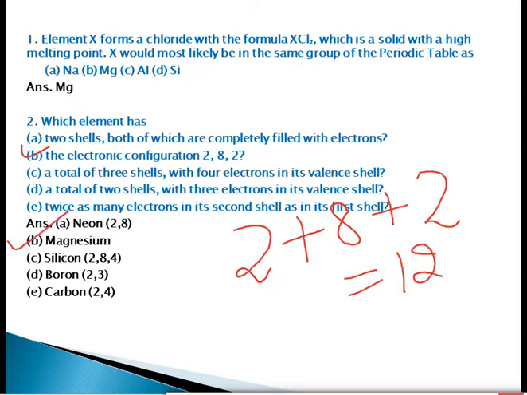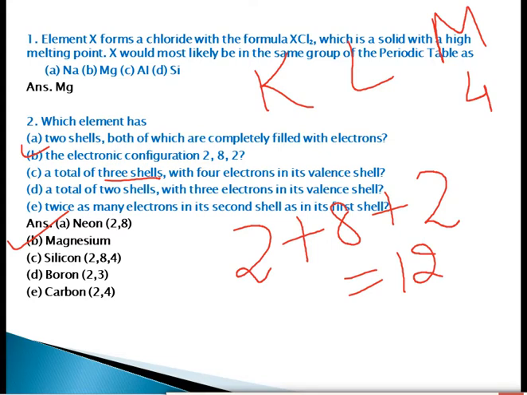Magnesium will have atomic number of 12, a total of 3 shells. We have to write the name of one element in which 3 shells are there with 4 electrons in the valence shell. Which 3 shells should be present in that element? K, L and M. And in the last shell, how many electrons should be present? 4 electrons. Valence shell means the last shell.